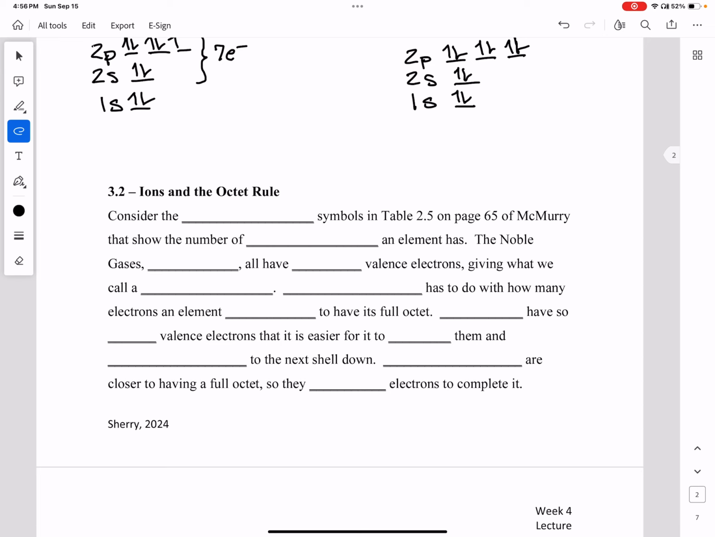And so I want you to think back and consider the electron dot symbols. And those were on table 2.5 on page 65 of McMurray. And they show how many valence electrons an element has. Okay, so the noble gases, that's group 8A, and those will have 8 valence electrons. And so that's our full octet.